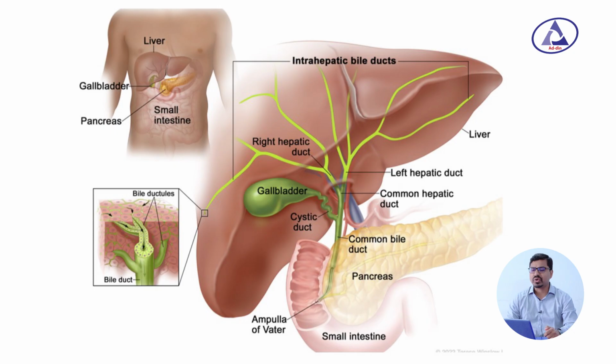This is the picture showing the intrahepatic bile duct system. Here the right hepatic duct and left hepatic duct form the common hepatic duct, and finally this common hepatic duct unites with the cystic duct to form the common bile duct, and this common bile duct drains into the ampulla of Vater, which is situated in the second part of the duodenum.